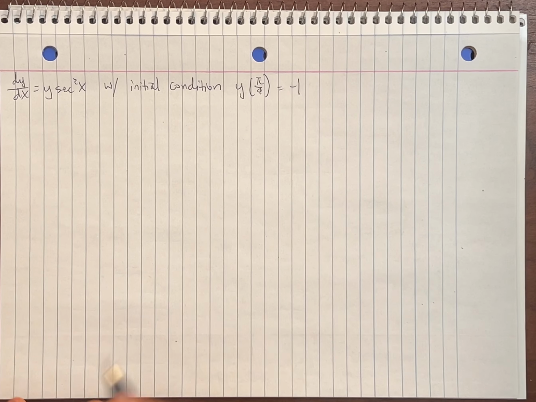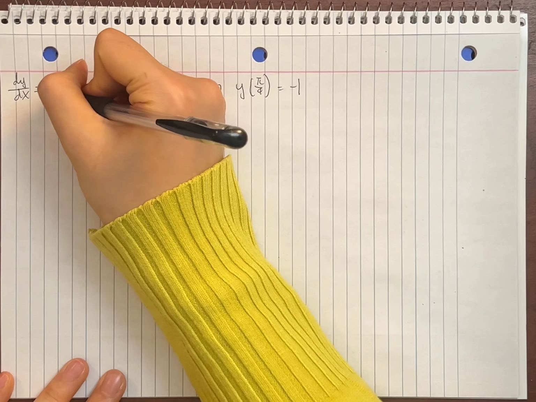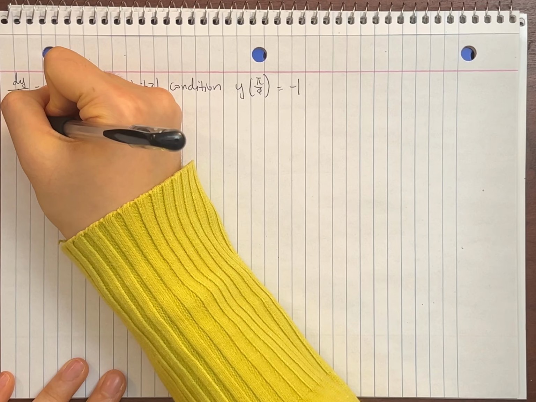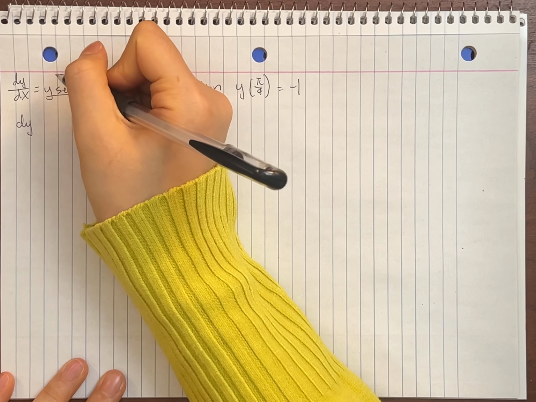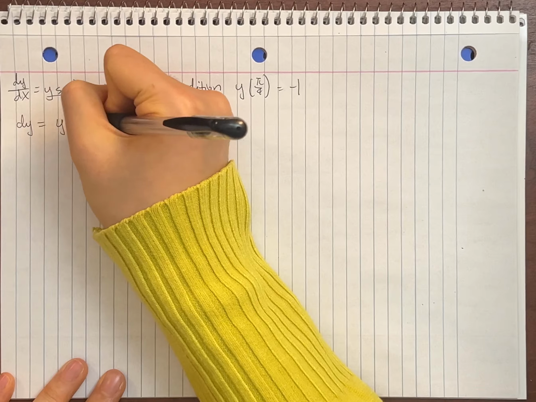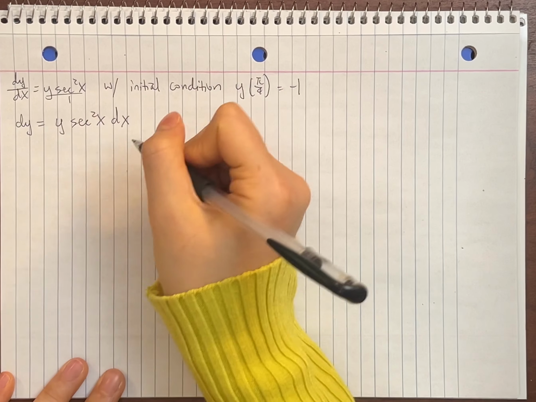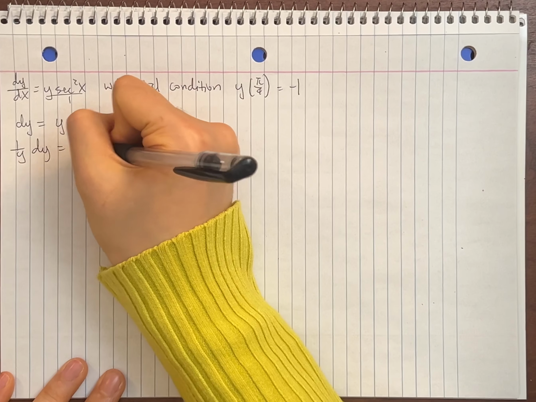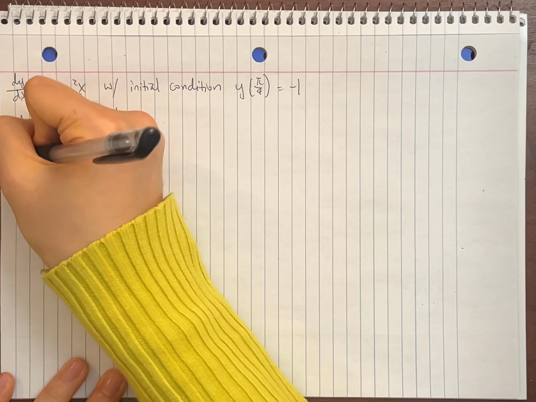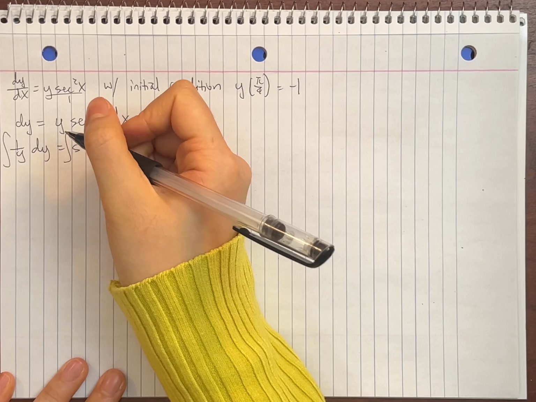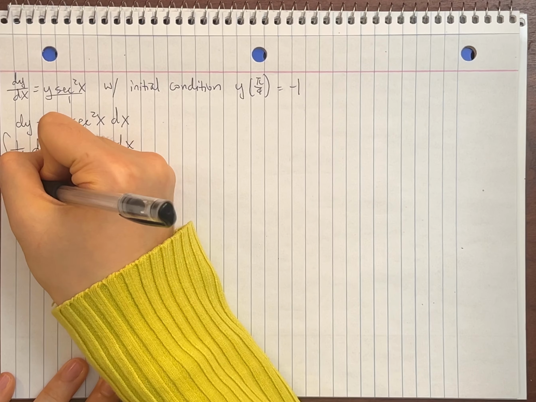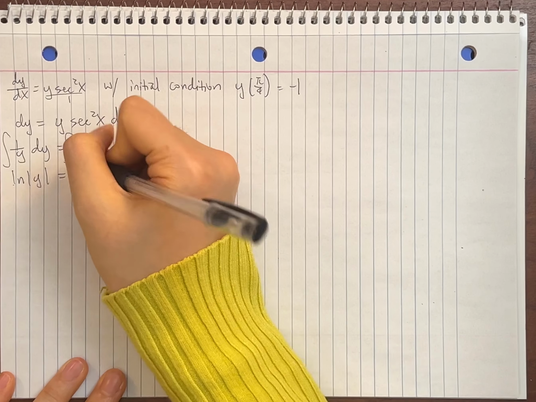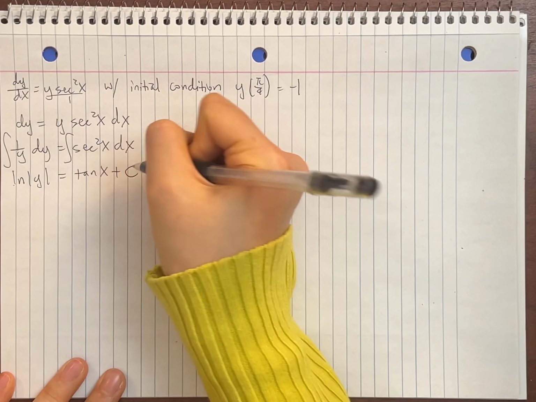Well, we can cross multiply first. This basically is this over 1, so it will be dy is equal to y secant squared x dx. We can divide both sides by y, so move y to the left side, and take the integration. This will be natural log of absolute value of y is equal to tan x plus c.